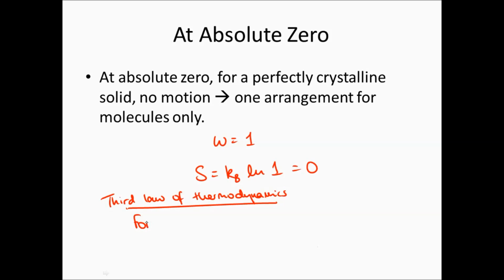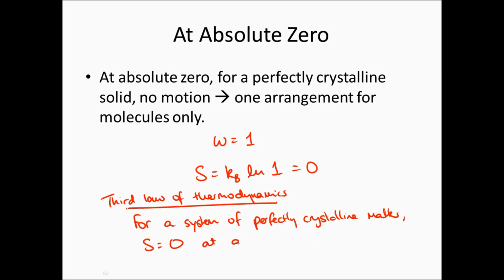For a system that consists of perfectly crystalline matter, the entropy is 0 at absolute 0.